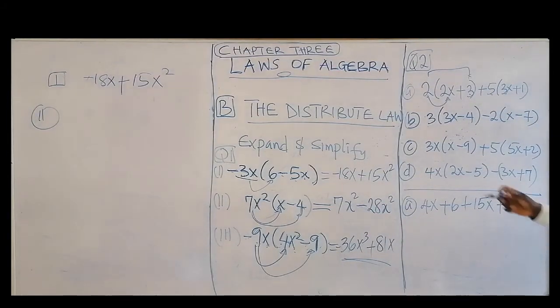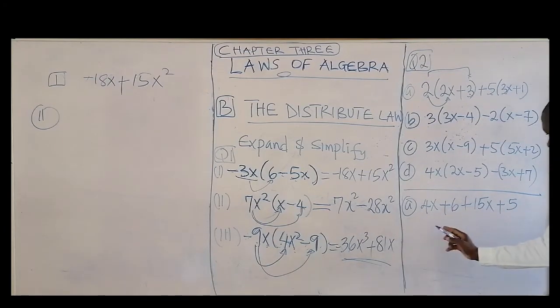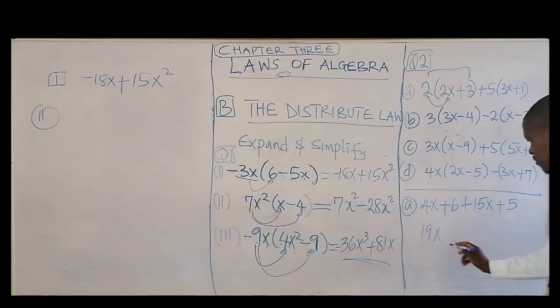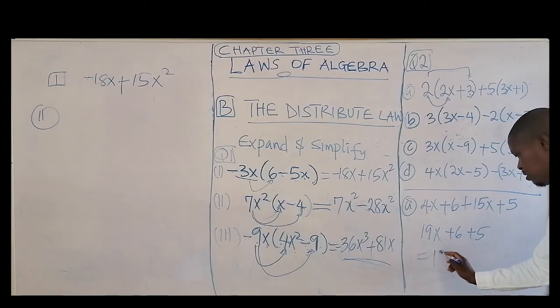So the next one, that's the expand. Expand, done now. Then simplify. Bring the ones you can add together, and then add them together. This is 4x plus 15x, that's 19x, plus 6 plus 5. So the final answer is what?